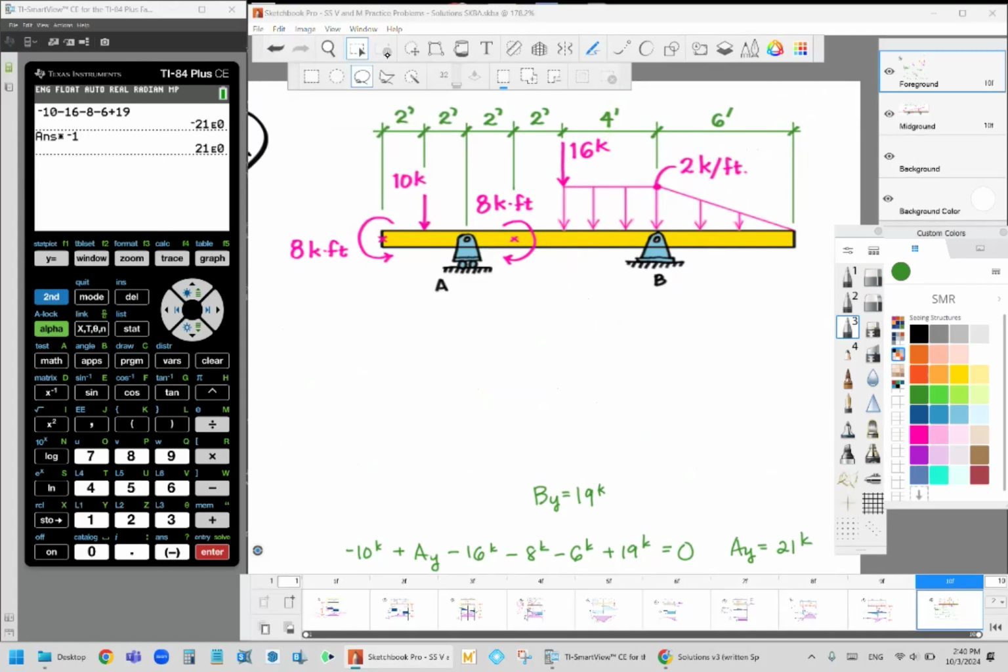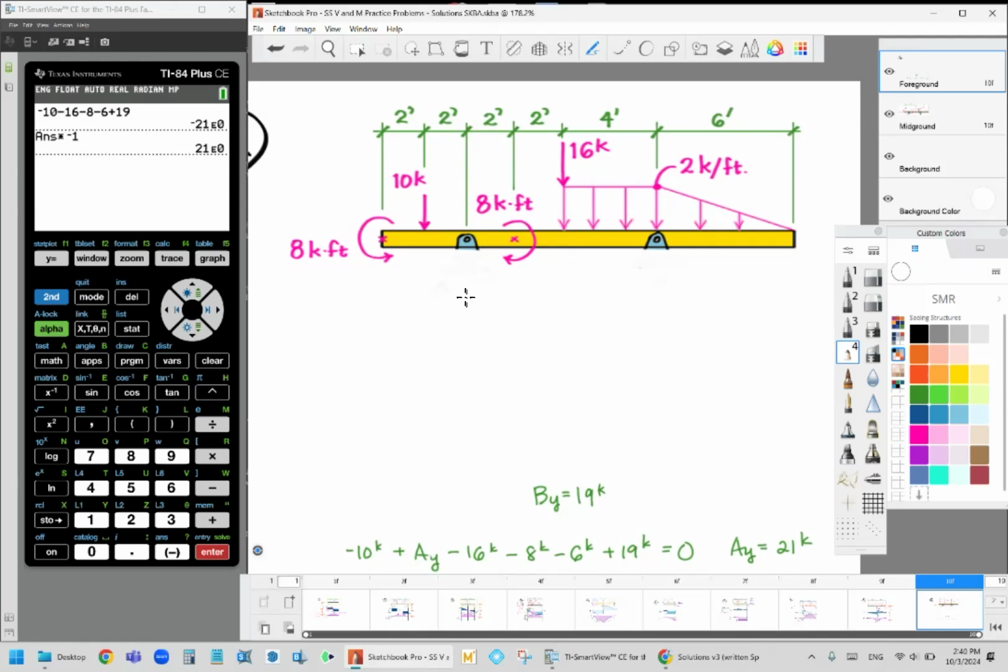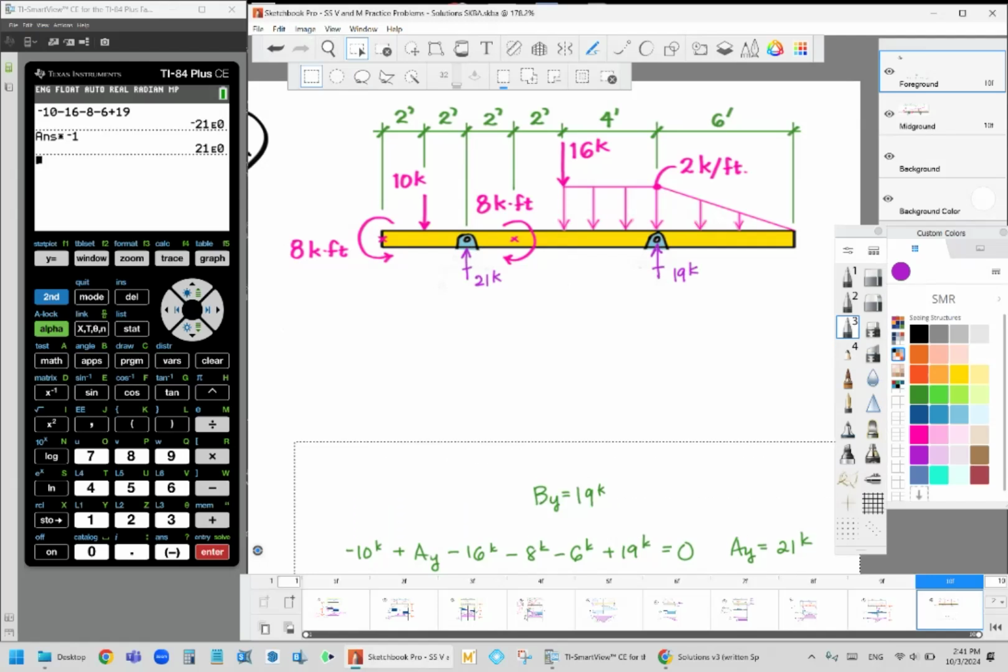Okay, fantastic. My original function comes back. I'm going to need that in the next step. I will remove this and this and replace with By of 19 upwards, Ay of 21 upwards. And now that I've got that, I will also clear all this out.